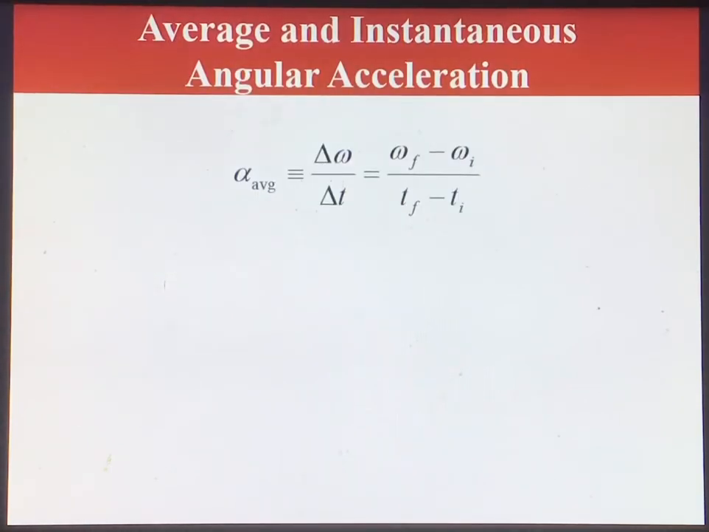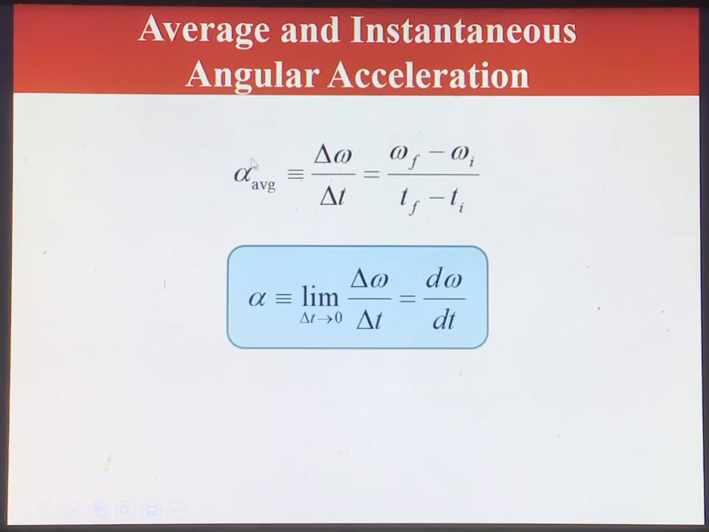So now let's move on to talk about the average and the instantaneous angular acceleration. I can define my average value of the angular acceleration. The angular acceleration is represented by the symbol alpha. The average value of the angular acceleration is just the change in the angular speed over the change in time. So I can write it as omega final minus omega initial divided by t final minus t initial. Again, the symbol for angular acceleration is alpha, and omega is the symbol for angular speed.